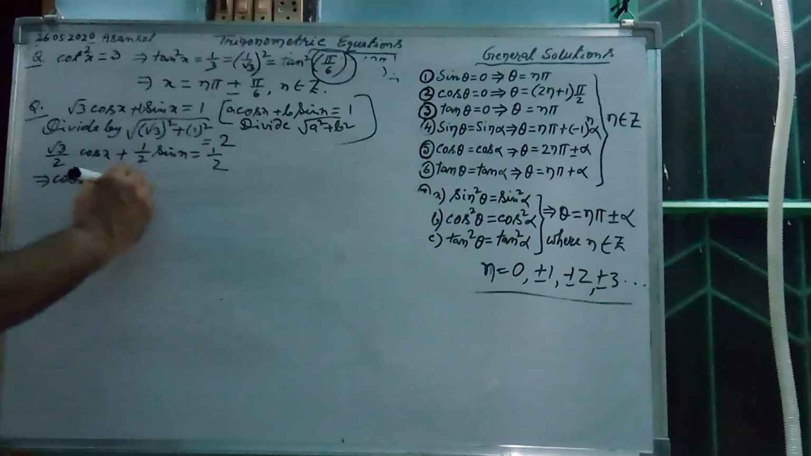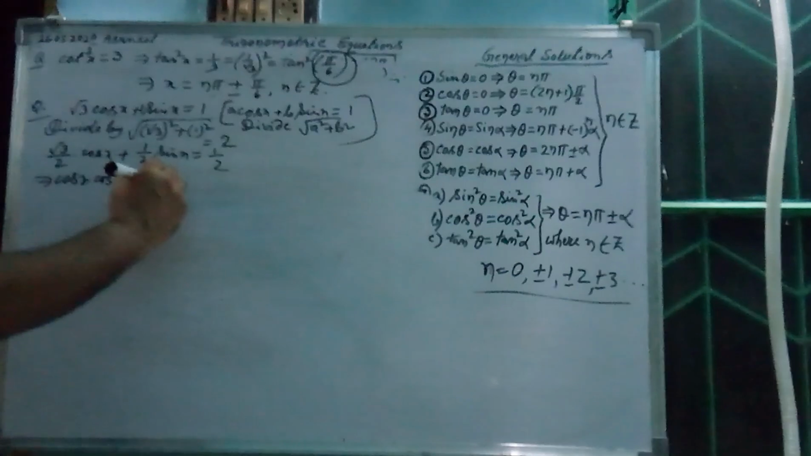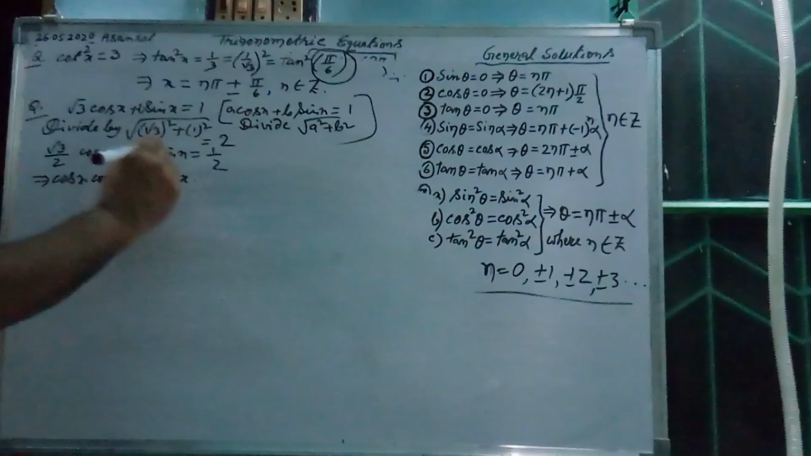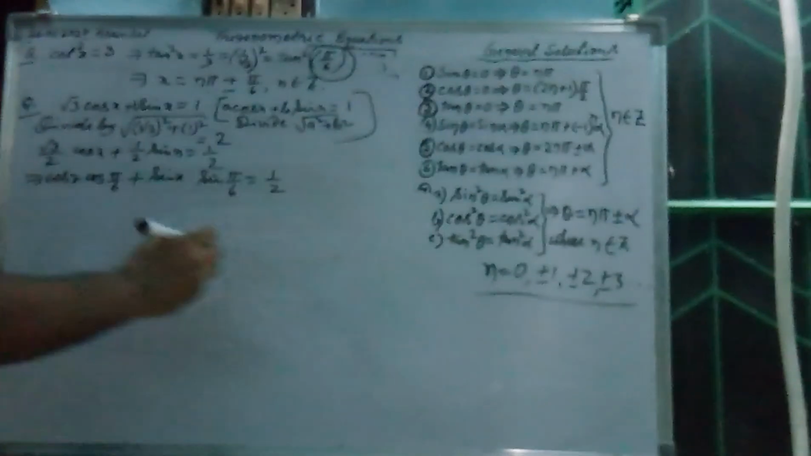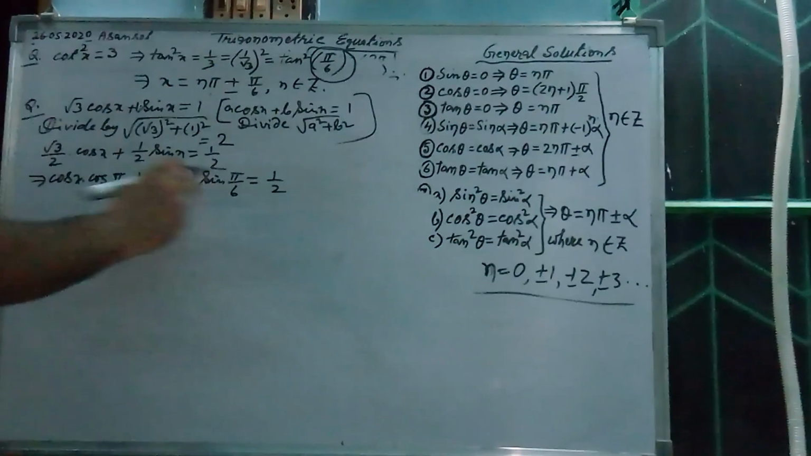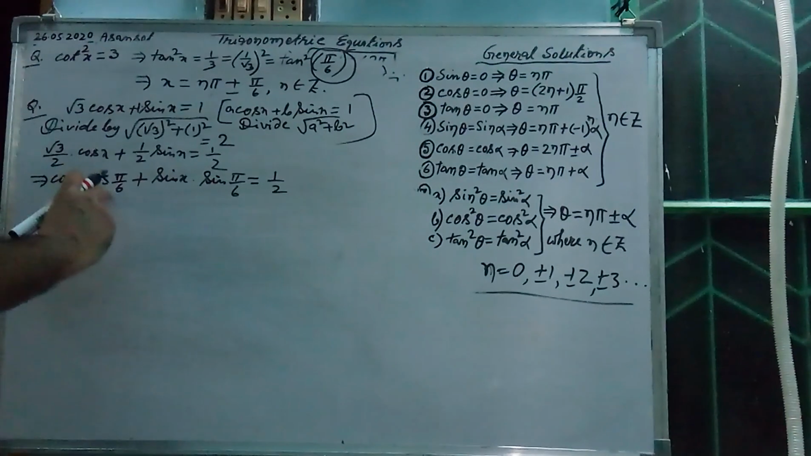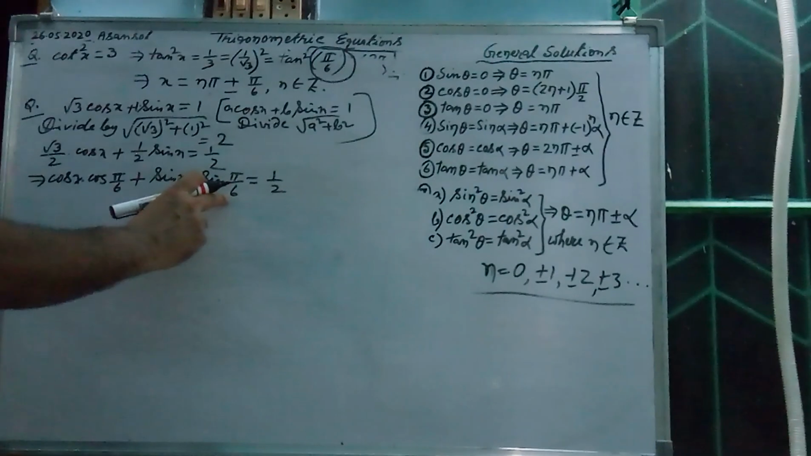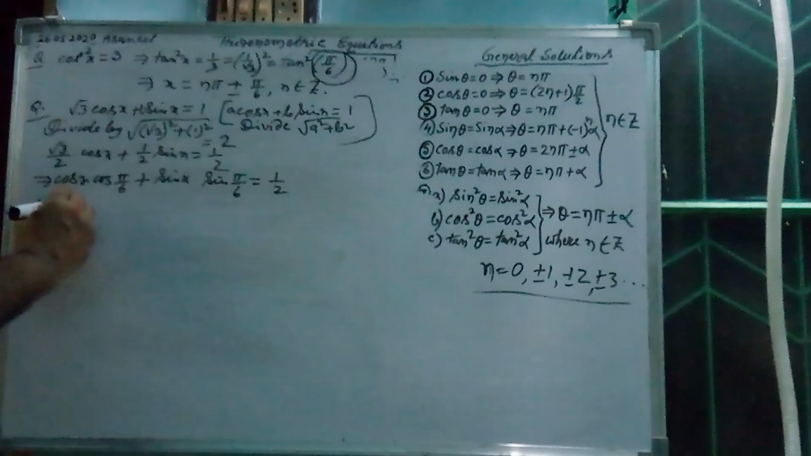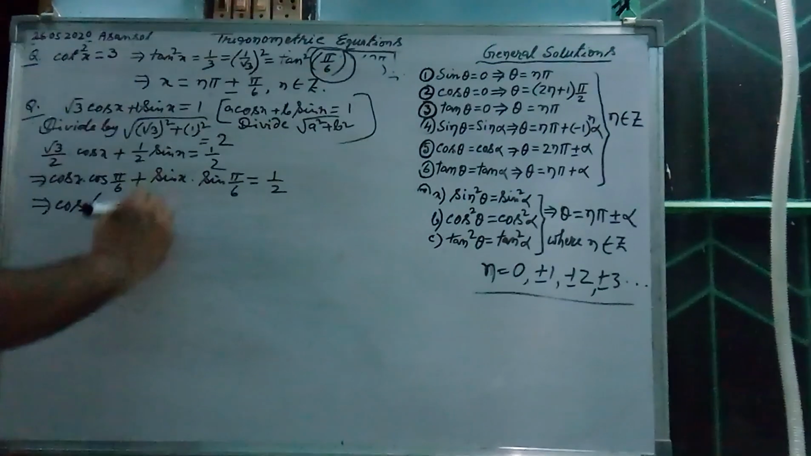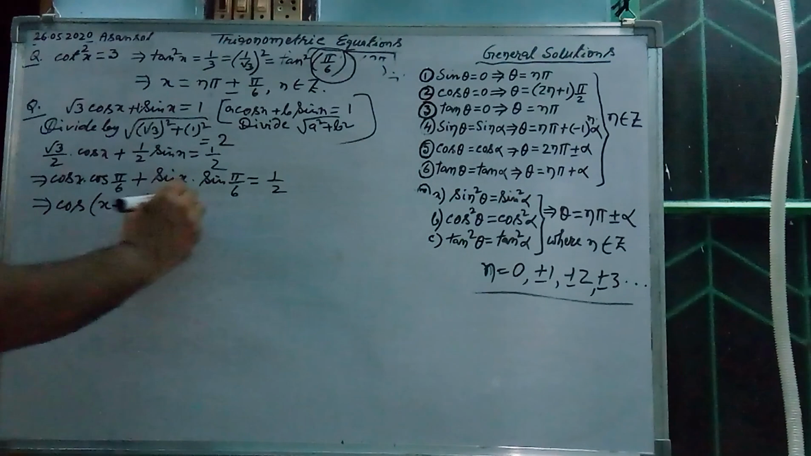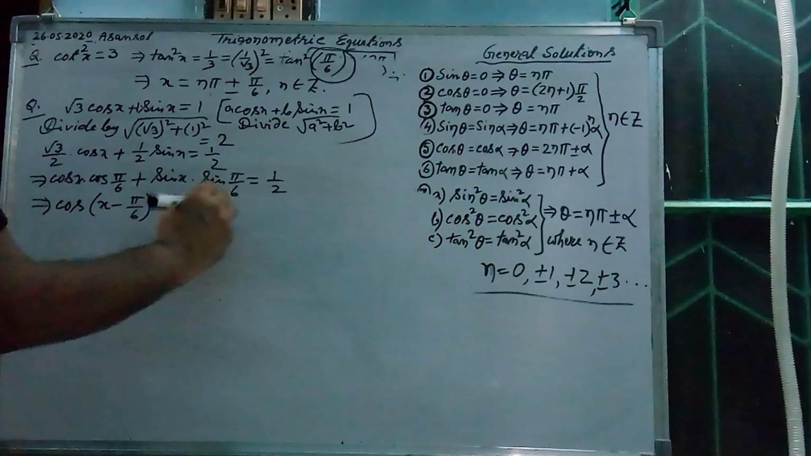So cos x into root 3 by 2 is cos pi by 6, cos x cos pi by 6 plus sin x, and half is the value of sin pi by 6. So we got this in the form of cos A cos B plus sin A sin B, which is equal to cos of A minus B. So this can be written as cos of x minus pi by 6, which is equal to half. Half is cos of pi by 3.